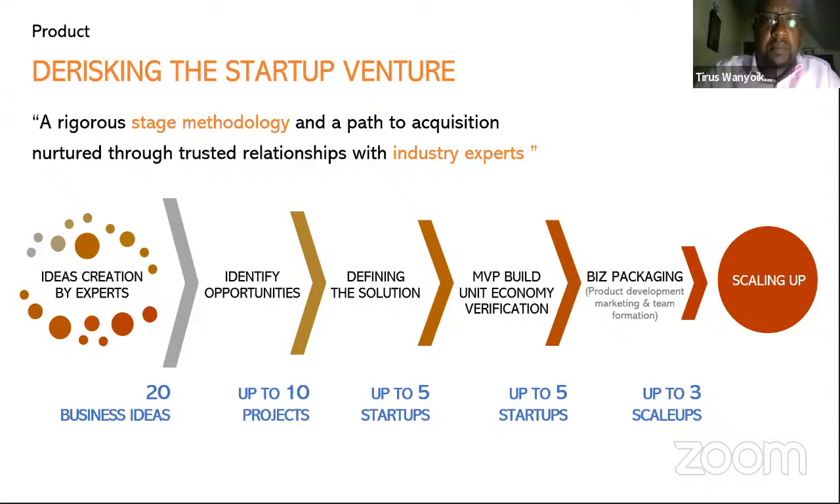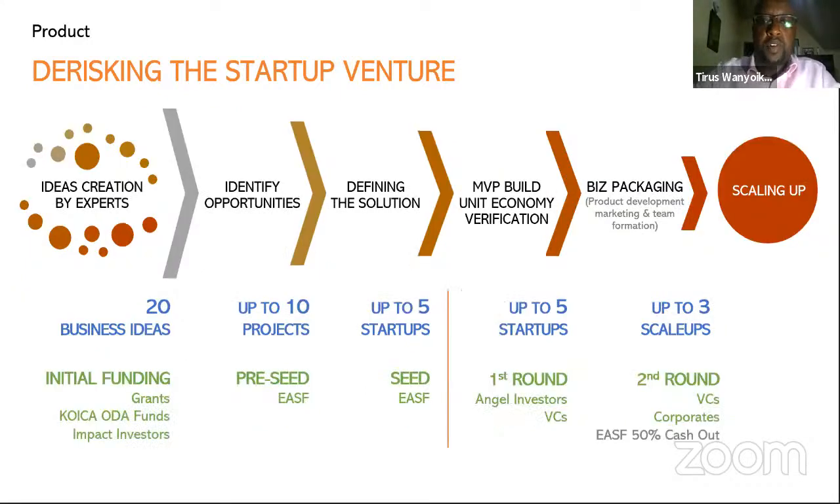Now, what is unique about our model? The uniqueness of our venture building model is that we are using industry experts to identify opportunities that lie in their industry. Using the venture building team, we help them to define the solution. Then we create a team around the MVP. And once we are able to deliver the MVP, we push it through the various funding processes.